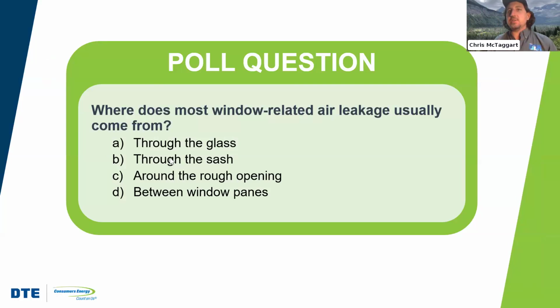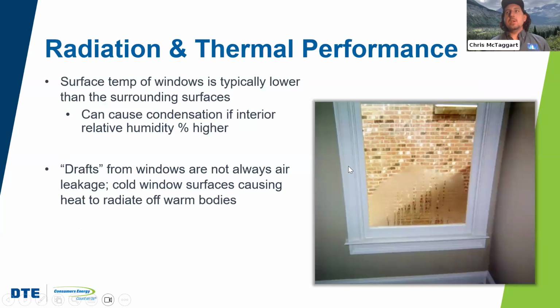Around the rough opening, that is correct. That is where most of the air leakage will occur in a window, is around the rough opening if it is not installed properly. Radiation and thermal performance. So again, the surface temperature makes a big difference, both in terms of comfort as well as the risk of condensation.